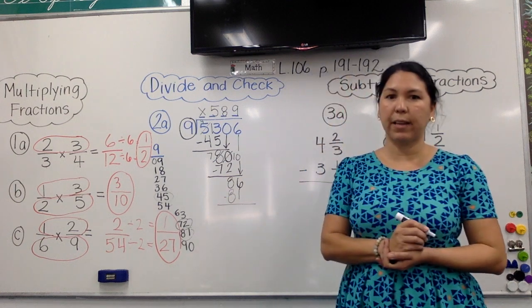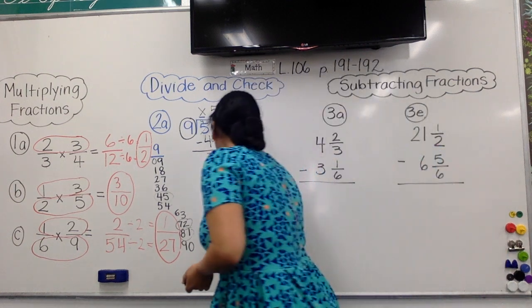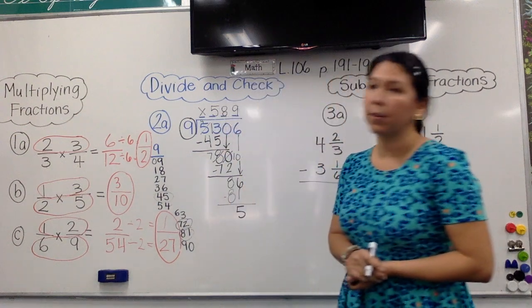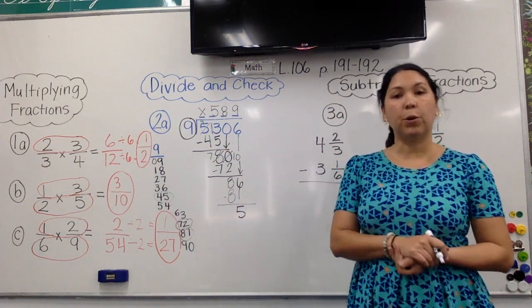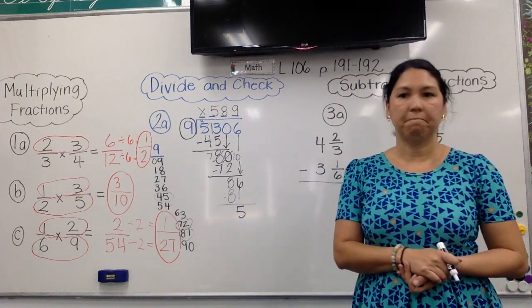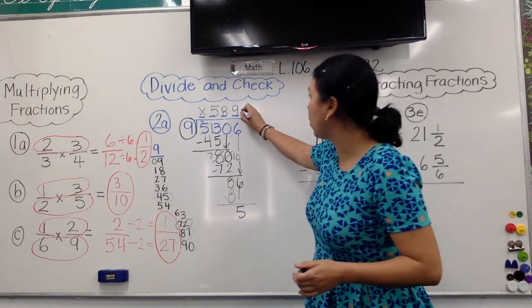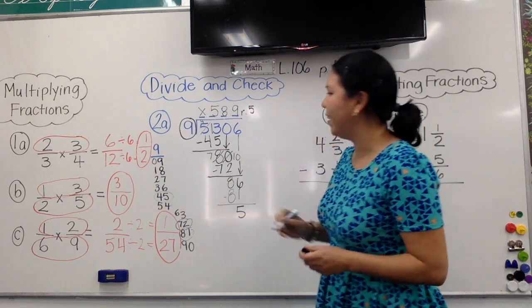Subtract. 6 minus 1 is 5. Good job. Now, what do I do with that 5? Did it ask us to put the remainder as a fraction? It didn't. So all we're going to do is write remainder 5.